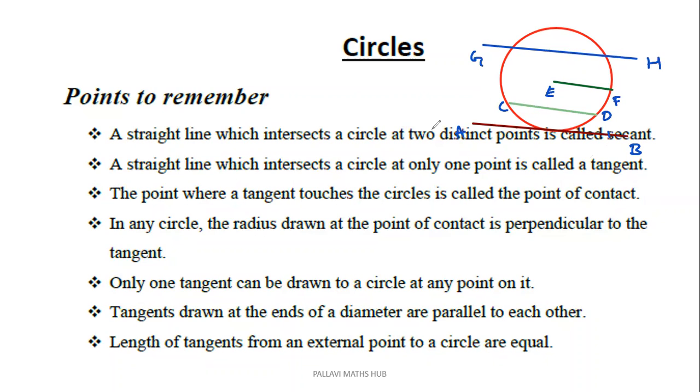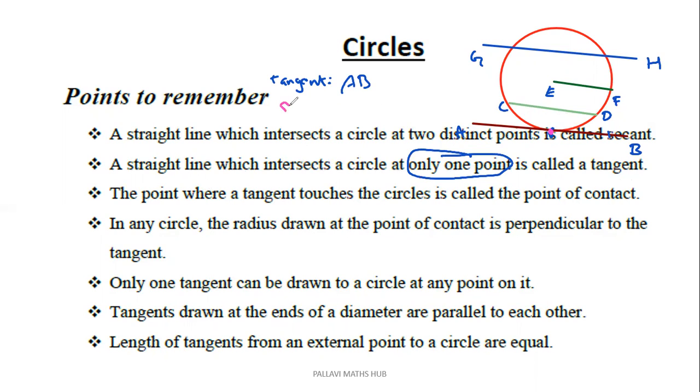Here, for AB, they will ask tangent is equal to dash. So which one is the tangent here? AB is the tangent. What is the meaning of tangent? A straight line which intersects a circle at only one point. This is a straight line which touches exactly at only one point. Then you can say this is a tangent.